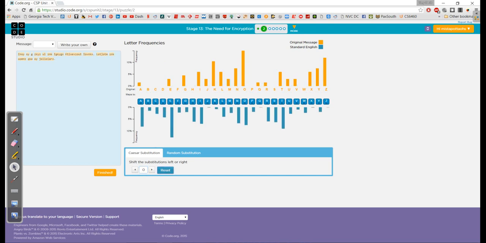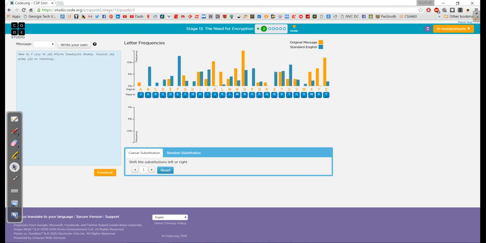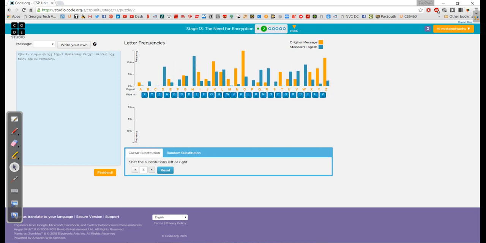If I reset this, notice here is the frequency distribution for my language, and here's what it should be for English. So I need to figure out where this should be. And I'm looking over here and I notice that this F is a pretty tall peak. So let's try and move this over a few steps. Okay. Now the thing is, that didn't seem to get correct, but you may have noticed something as I was in the process of doing this.